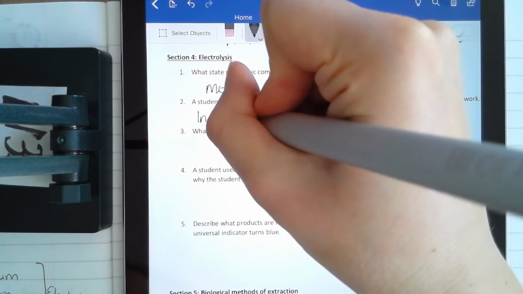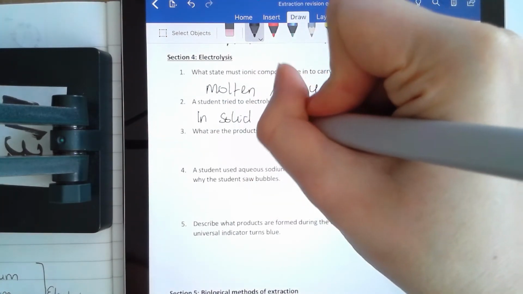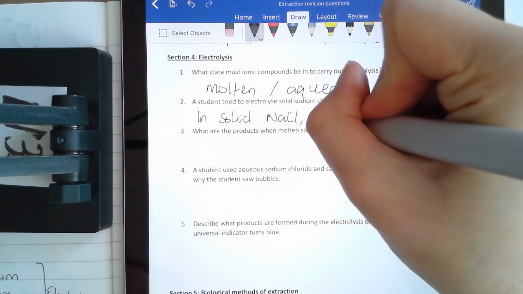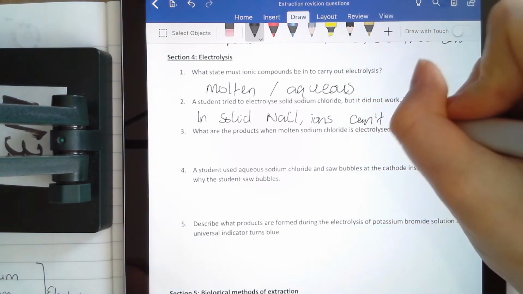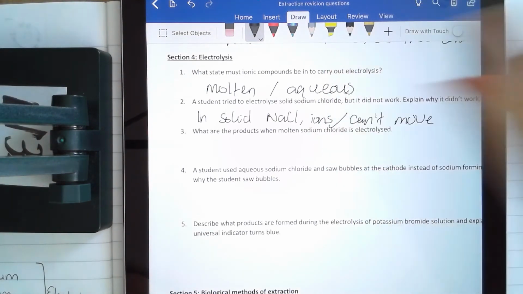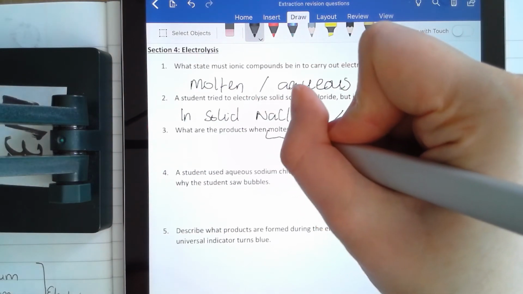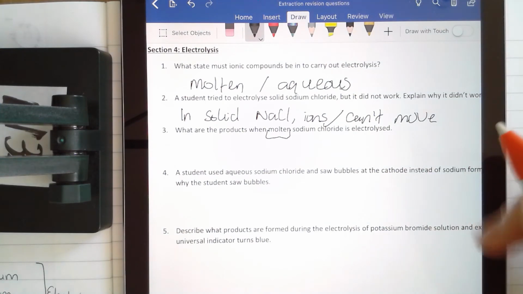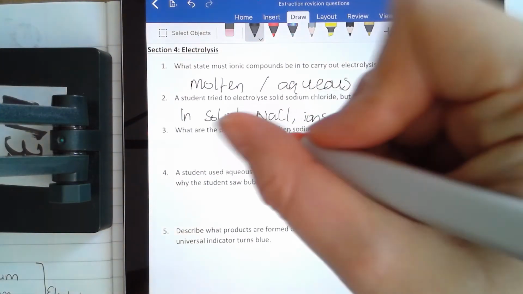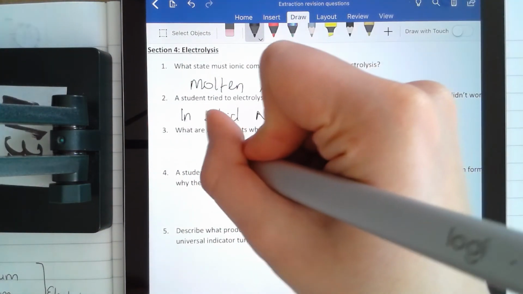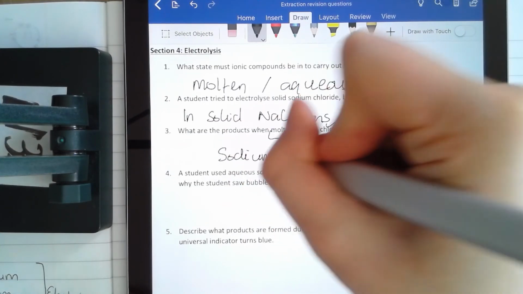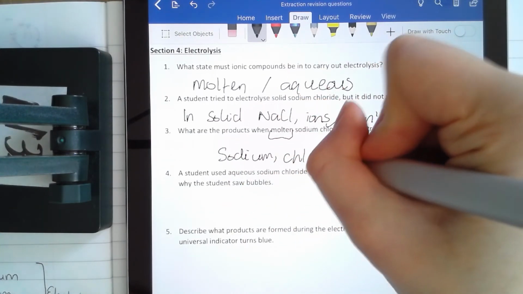In solid NaCl, the ions can't move. And you need to use that word ions in order to get your marks. What are the products when molten? If it's molten, you've got no water there, which means I've only got sodium and chlorine. When I split it up, I'm going to get sodium and I'm going to get chlorine. If it's molten, there's no water. They're your only two products.